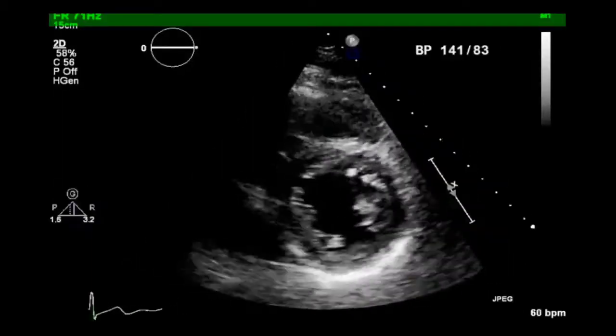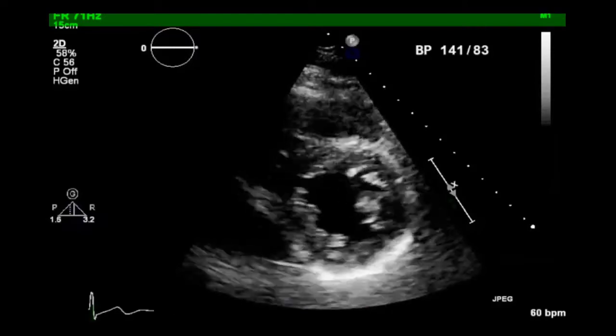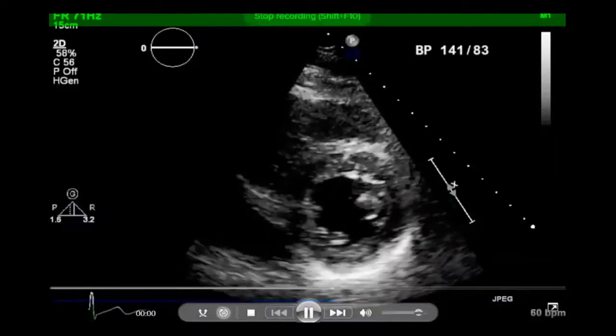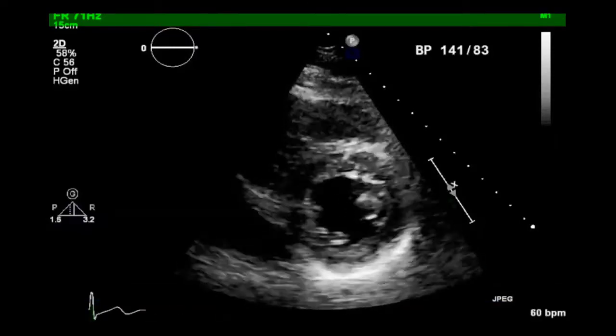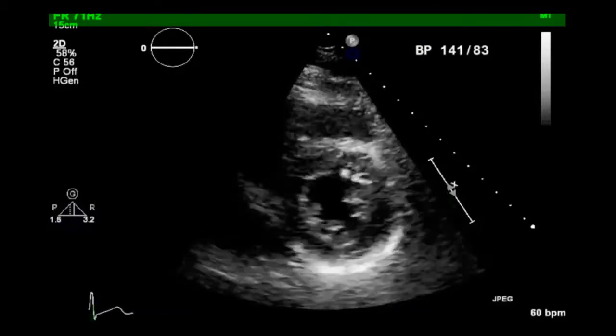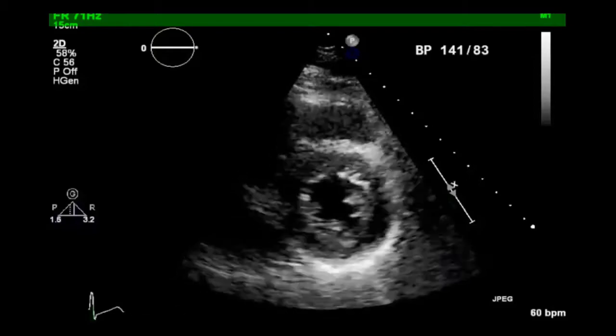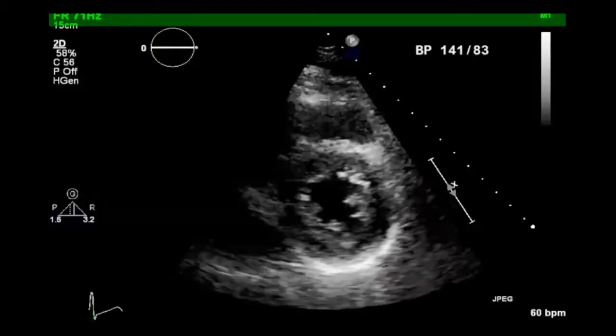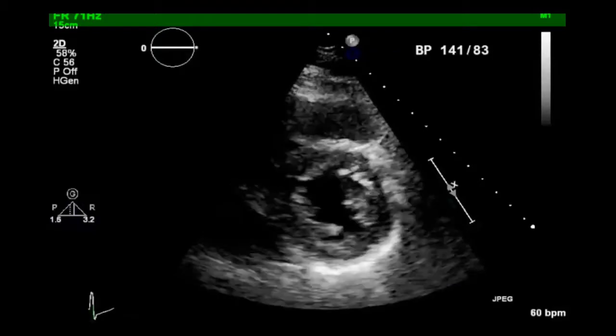The mid-short axis view is recognized by papillary muscles. RWMAs are often best appreciated in the mid-parasternal short axis view, where all 3 coronary artery territories can be visualized simultaneously. We can next look at a few echo clips of abnormal global and regional left ventricular systolic function.